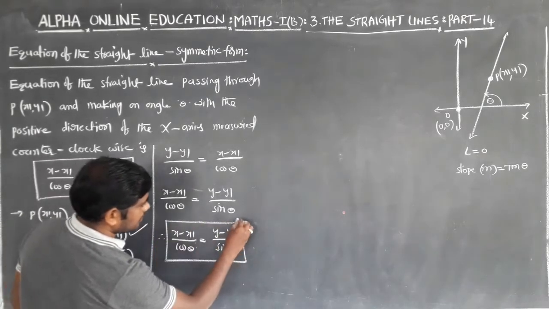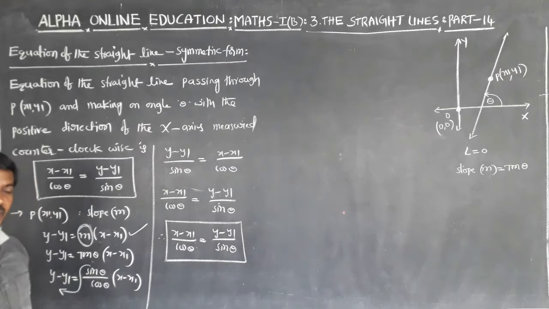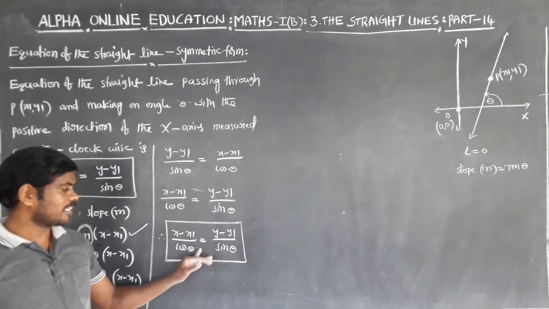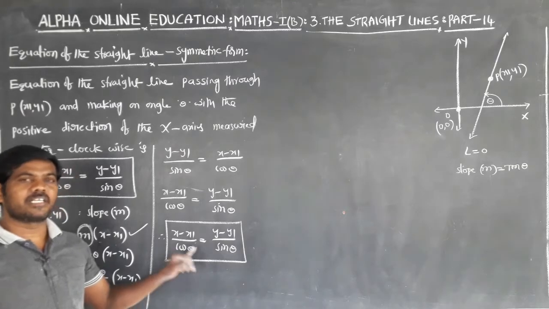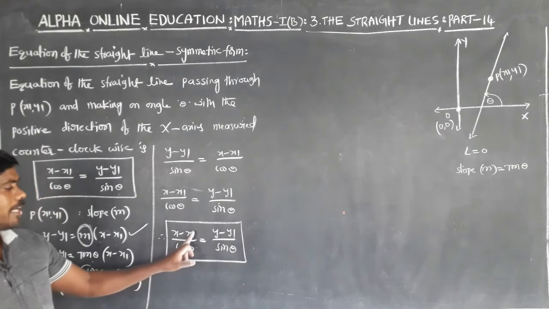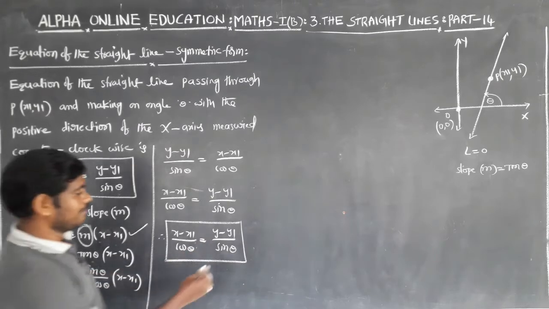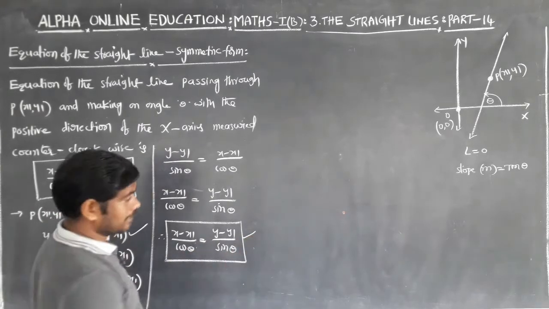This is the equation of the straight line in symmetric form: (x minus x1) by cos theta is equal to (y minus y1) by sin theta.